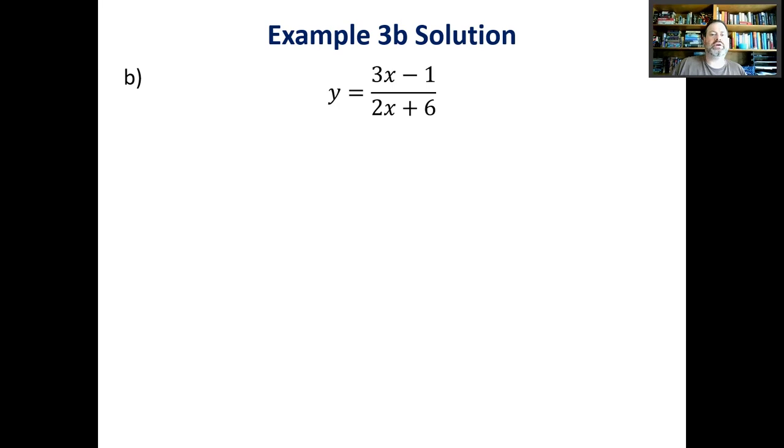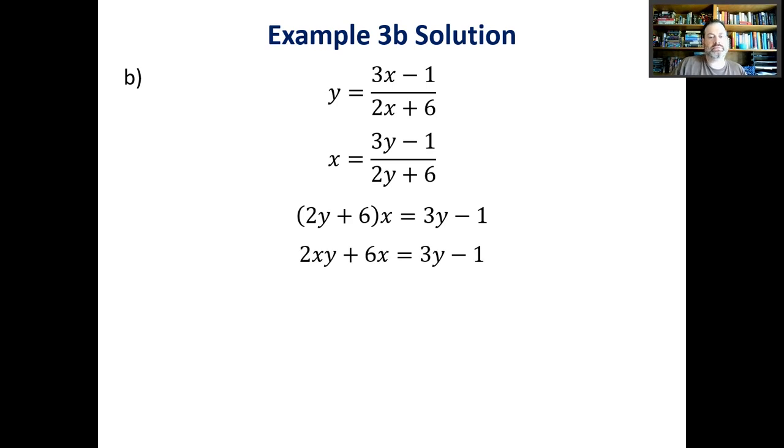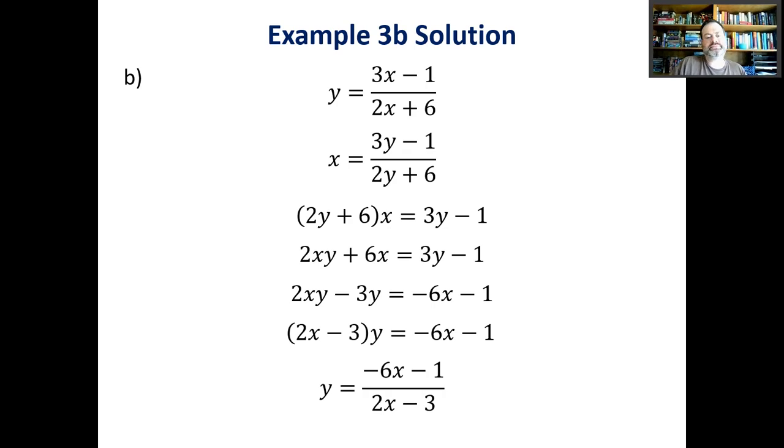Next one. So here we have a rational function. So switch x and y. Now to solve for y, we have two y's, and we have to turn two y's into 1. So there's really only one way to do this. Multiply both sides by 2y plus 6. Distribute. Get the y's together, so bring 3y to the left side and bring 6x to the right side. Factor out y and divide by whatever's left over.